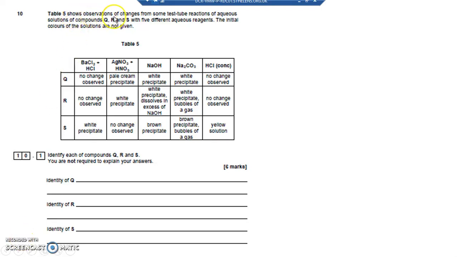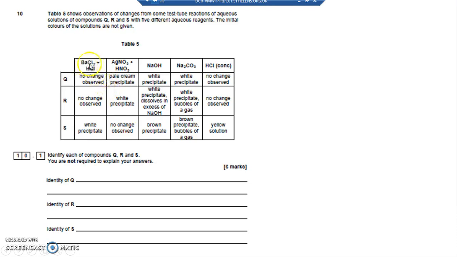Table 5 shows some observations from some test tube reactions of aqueous solutions of compounds Q, R and S with different aqueous reagents. And the colours of the compounds formed and whether the solids, precipitates, etc. are shown. So the observations, it doesn't tell you the initial colours of these. So let's have a little look.